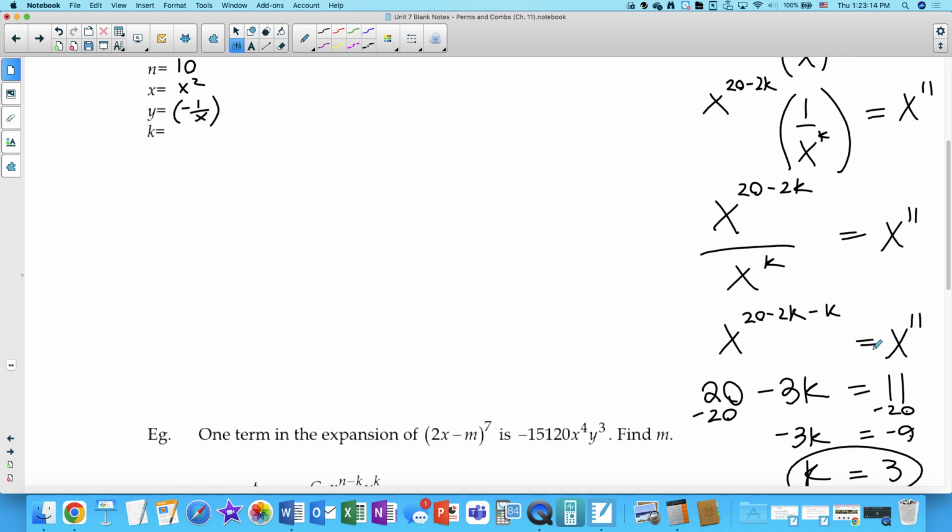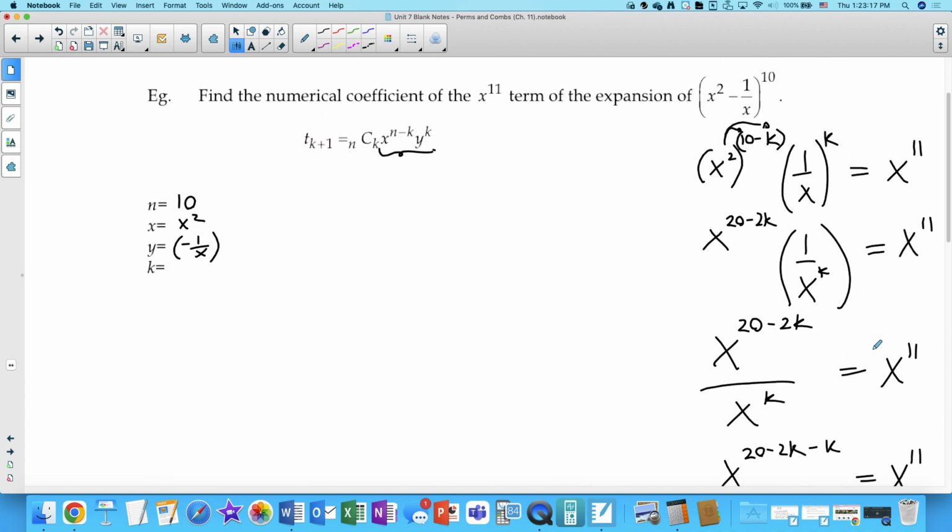So now I'm going to go up here. K is 3. And so we can find our term number. We're looking for the fourth term, in fact. So this will be T3 plus 1, and that is n choose k. So 10 choose 3 times x squared to the n minus k, to the 7 times y, negative 1 over x to the k.